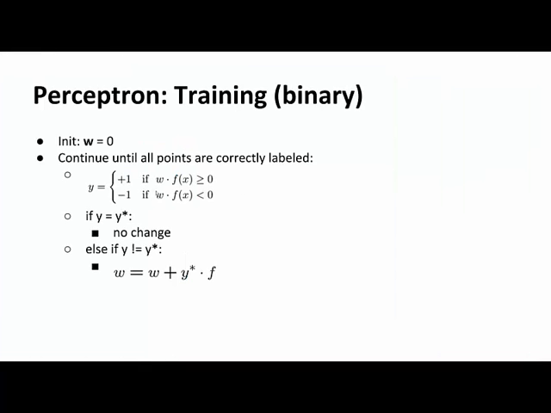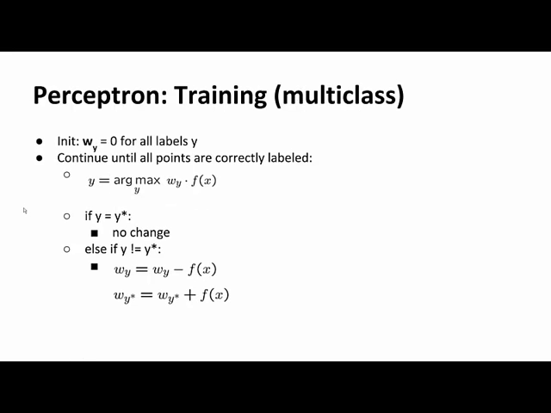Alright, back to the slides. So again, this is the training algorithm for the binary perceptron. Here is the training algorithm for the multi-class perceptron. And you'll notice that it's very similar, and there are only a couple of changes. The first change is that in the multi-class case, there's a weight vector for each label y. So our initialization for the multi-class case is going to be to set all of these to 0. Also, the way to classify a point in the multi-class case is going to be to take the argmax over all labels of the dot product between the weight and the feature vector.